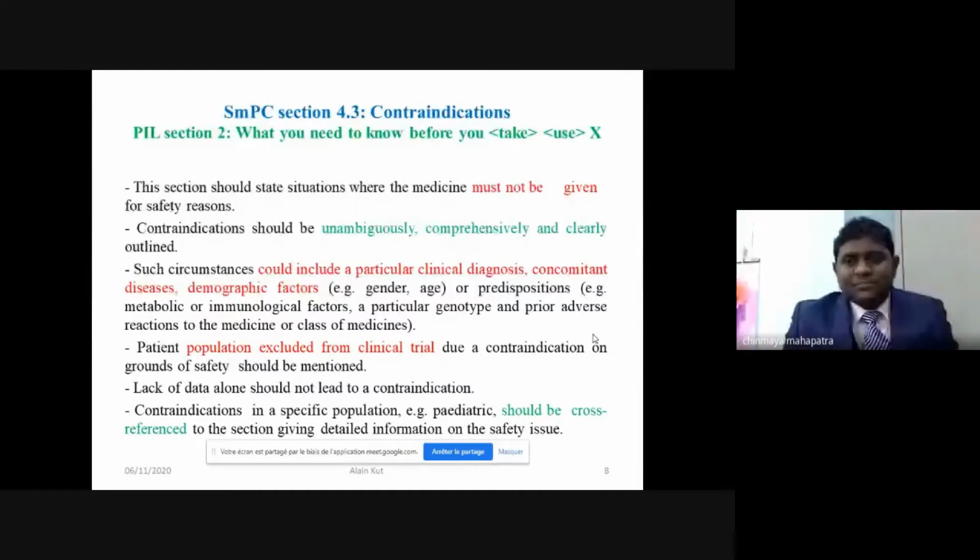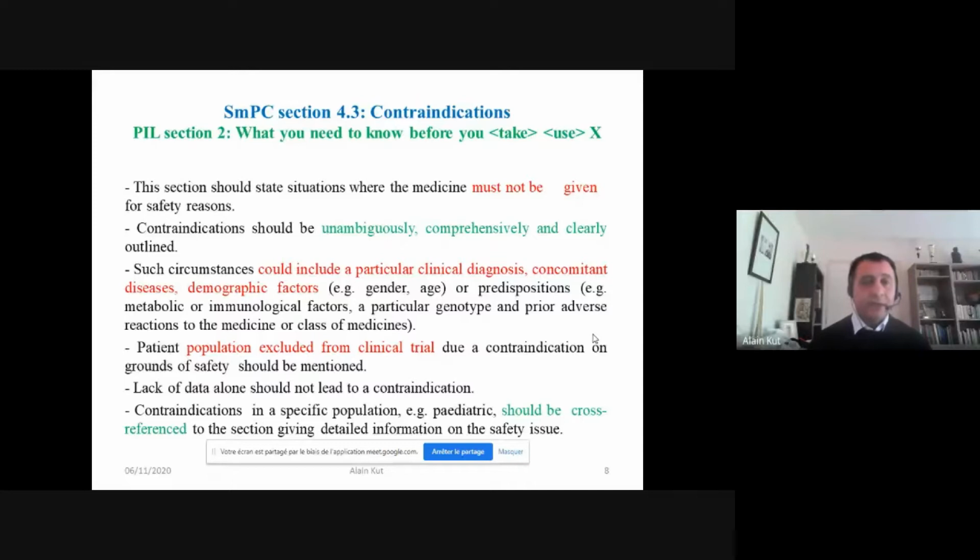But the lack of data shouldn't lead to a contraindication. Then we need really data to state here. Contraindication in specific population, once again, such as elderly, hepatic, or renal impairment, or pediatric, should be cross-referenced in the section giving also related safety information.